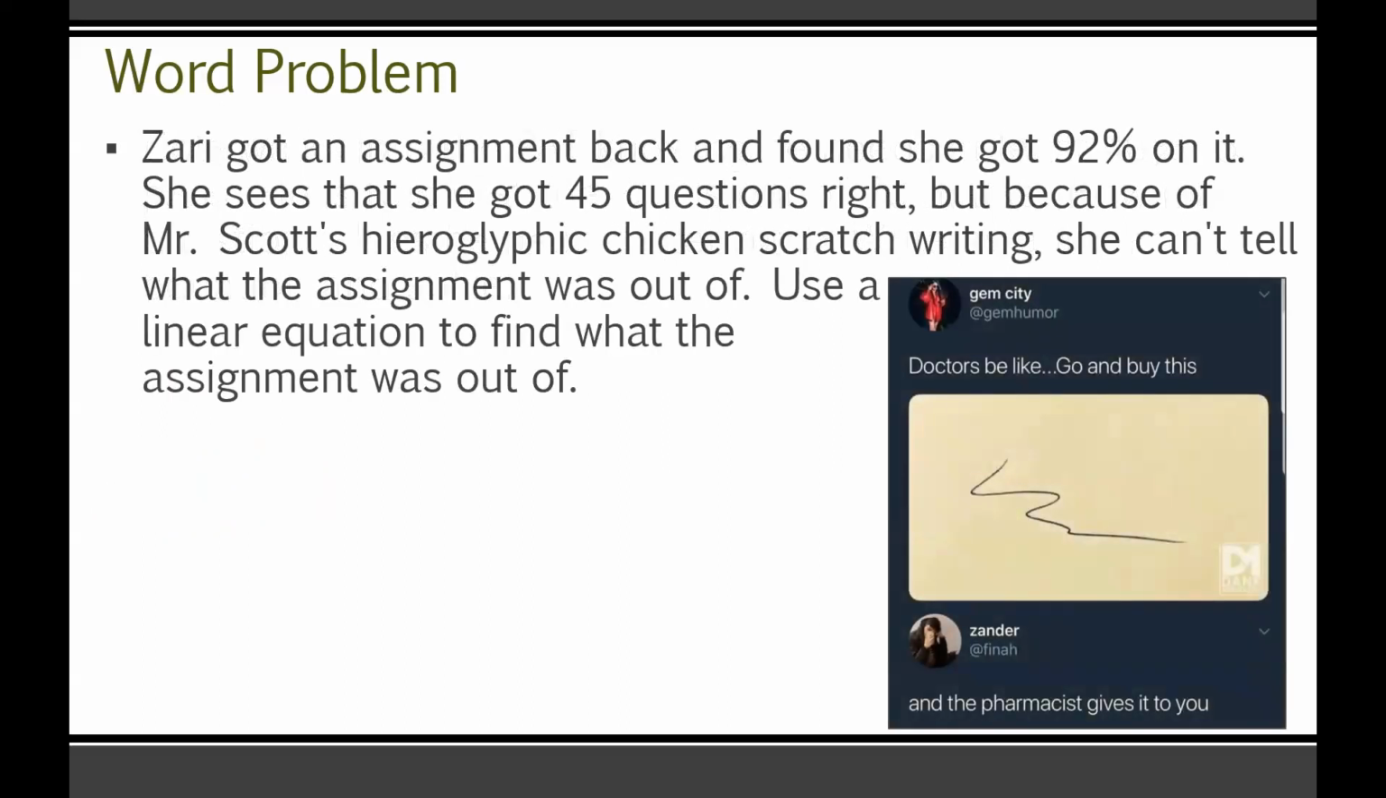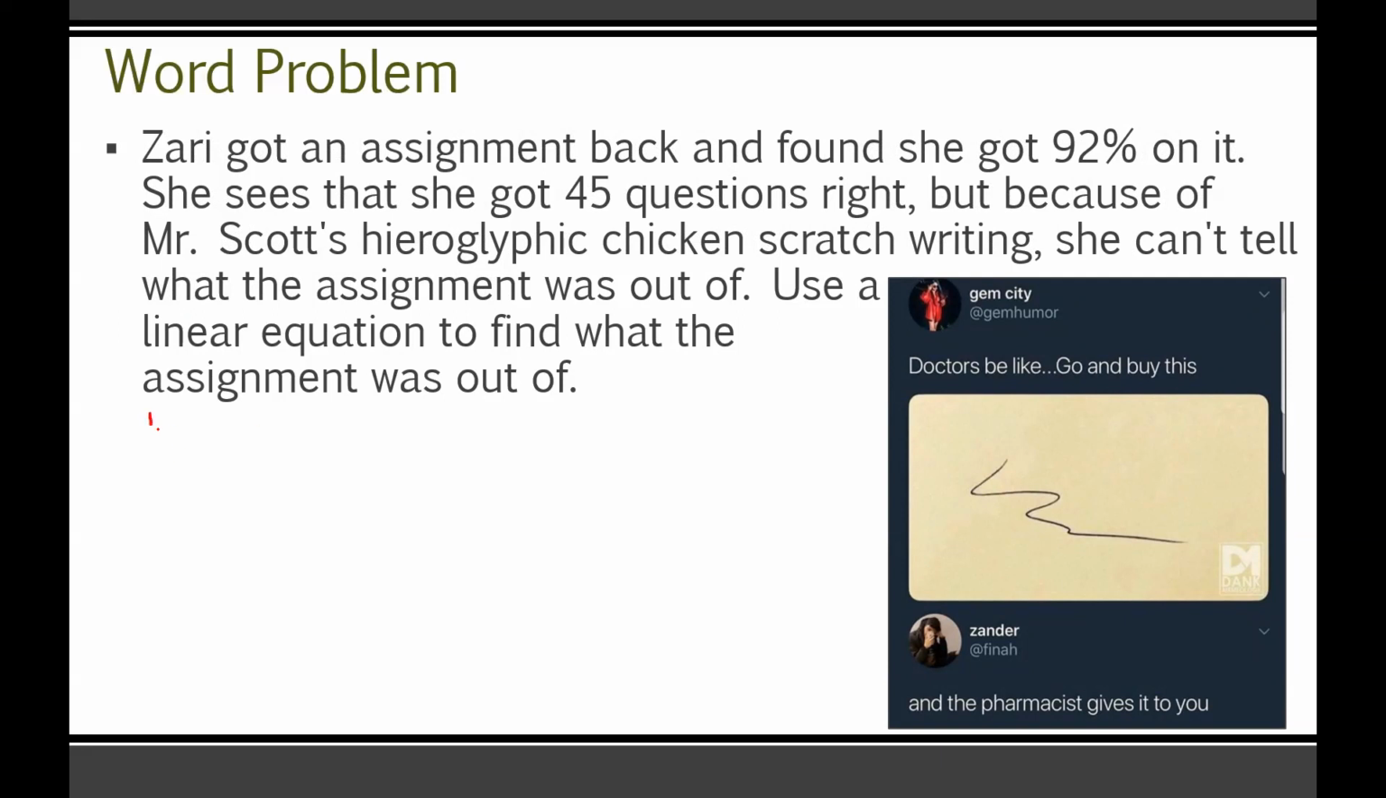Moving on. Next question. Zari got an assignment back and found she got 92% on it. She sees that she got 45 questions right, but because of Mr. Scott's hieroglyphic chicken scratch writing, she can't tell what the assignment was out of. Use a linear equation to find out what the assignment was out of. So here's what we've got to think of here. This one's going to be kind of like the one we just did about Cole. She knows she got 45 right, but doesn't know what it was out of.